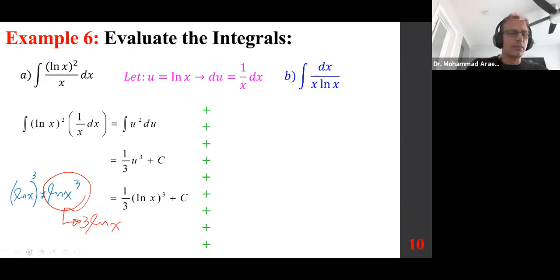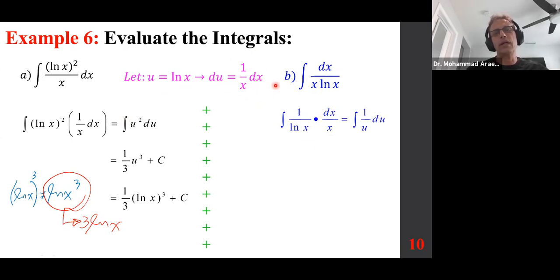Part B, we use the same substitution. And let's rewrite this as 1 over ln x times dx over x. By the way, I hope you realize that 1 over x dx or dx over x, these two are the same. And on purpose, I wrote it differently because I want you to be exposed to both. In case you see this one or this one, they both mean the same thing. So 1 over ln x means 1 over u, and this one is du. You could write this as du over u or just 1 over u du. Again, both of them mean the same thing.